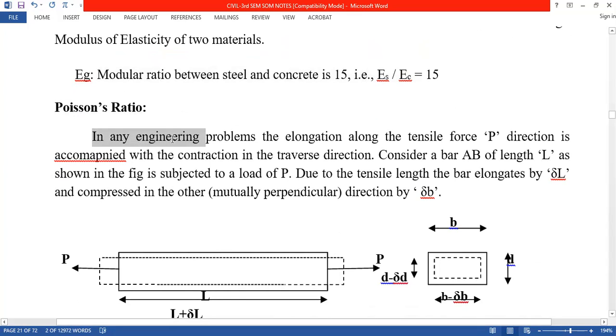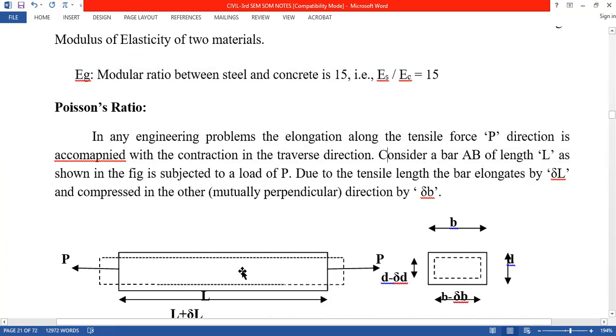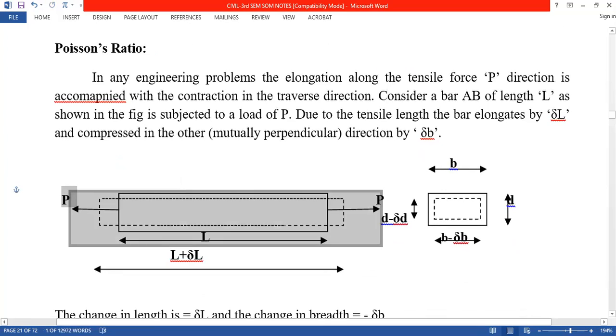As I already told in the previous class, in any engineering problem, under a tensile load the length increases along the applied direction. At the same time, the width of the material decreases. You can see in this figure a material with a load applied on the left as well as the right side. We are applying a tensile load, so automatically the length of the metal has to increase.